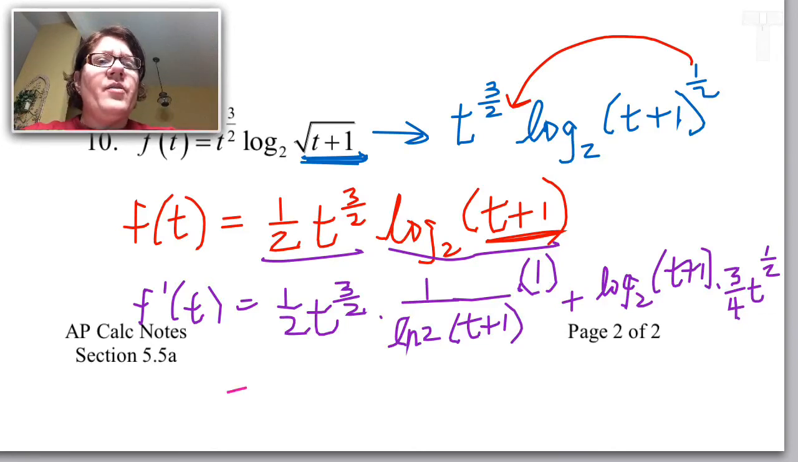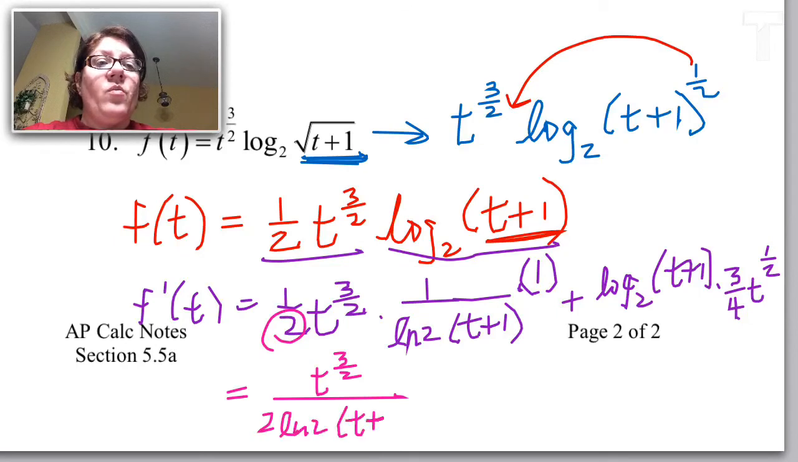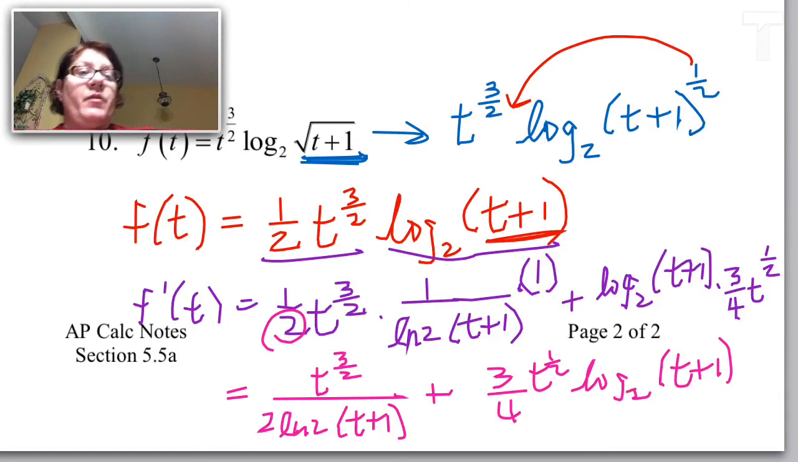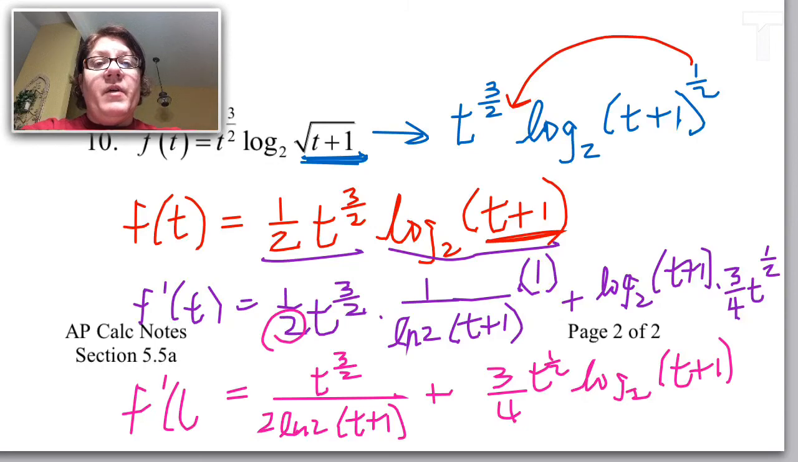And then really, there's not much simplifying to do. That 3/2, t to the 3/2 is on top. Of course, this 2 is in the denominator. So is the t plus 1. And not much over here. T to the 1/2 and log base 2 of t plus 1. So really there wasn't much simplifying to do anywhere on this. And there is my final answer.